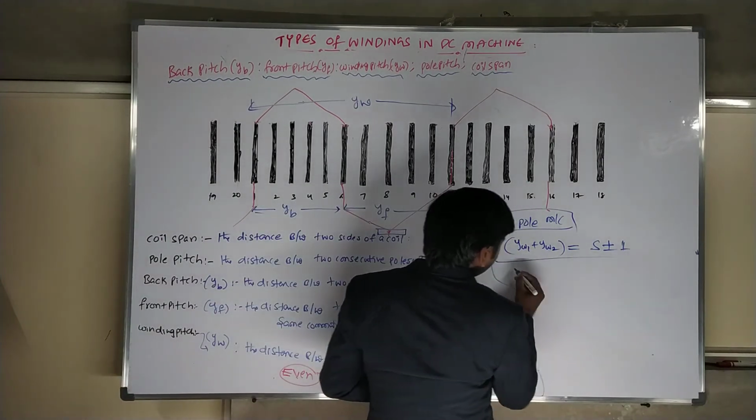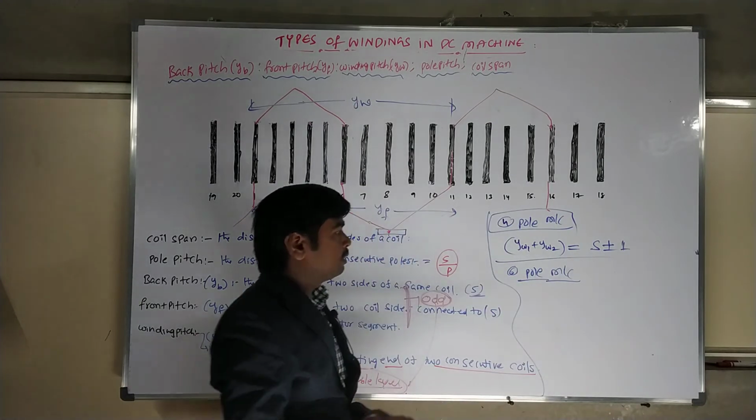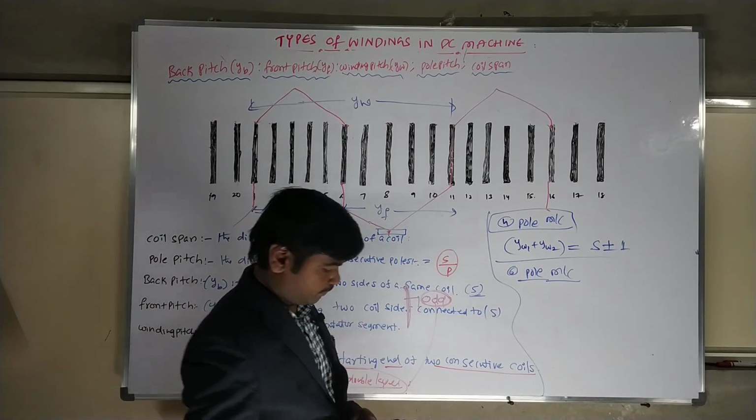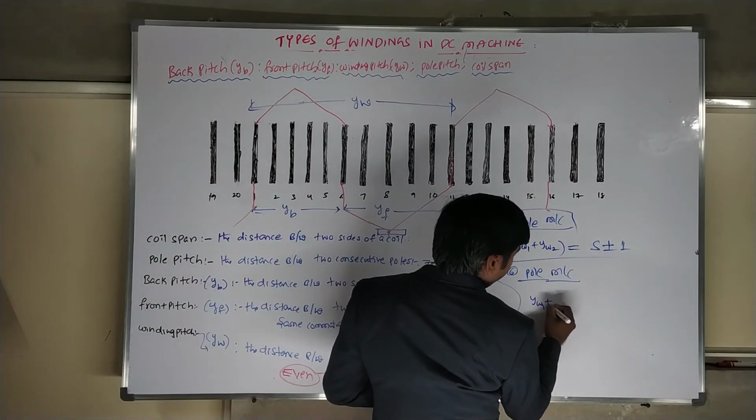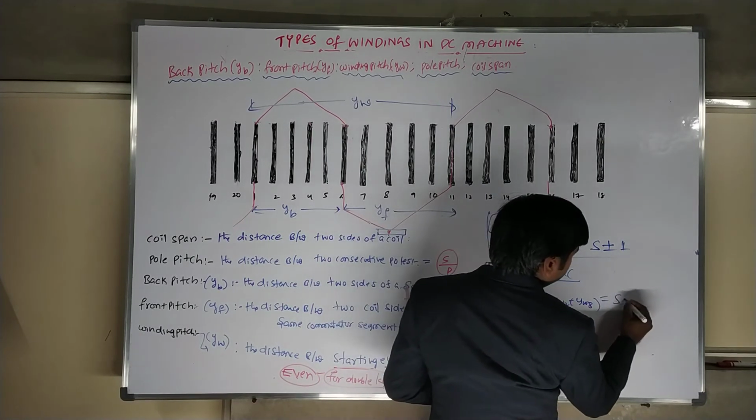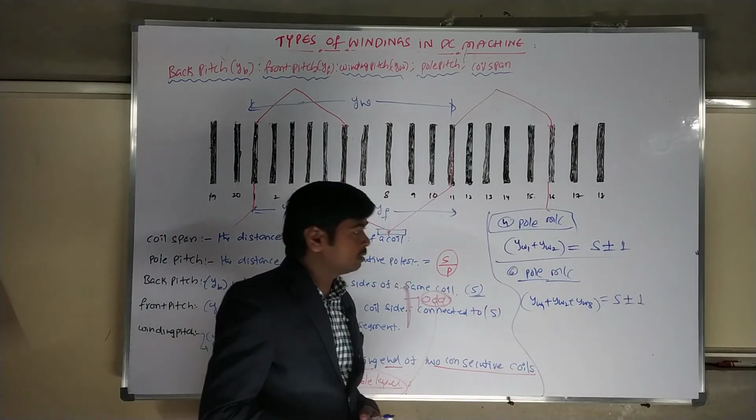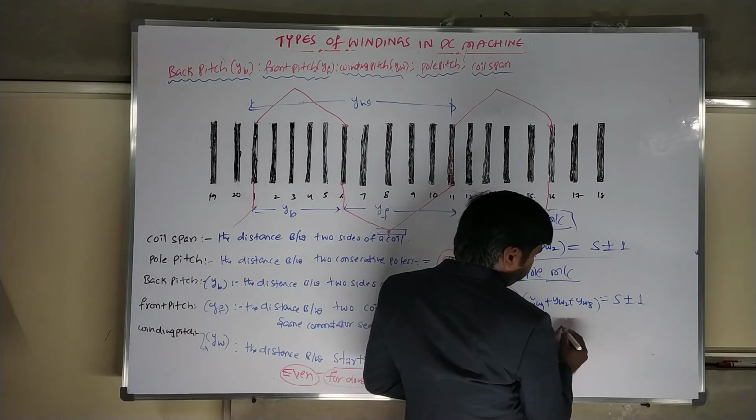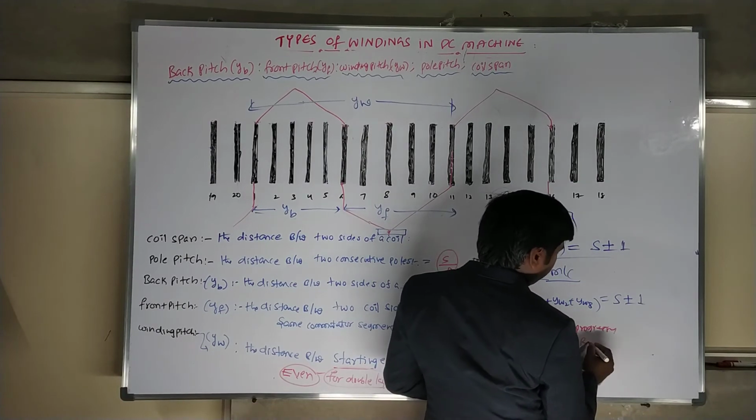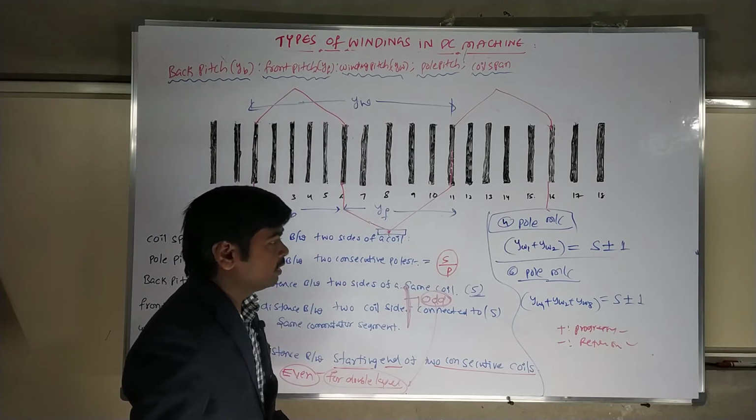Next, an example for a 6-pole machine. A 6-pole machine means 3 pairs of poles, so 3 winding pitches will come. The relation between YW1, YW2, YW3, the 3 winding pitches, is equal to slots plus or minus 1. Generally this is for simplex windings. Here, plus is for progressive winding, minus is for retrogressive winding.